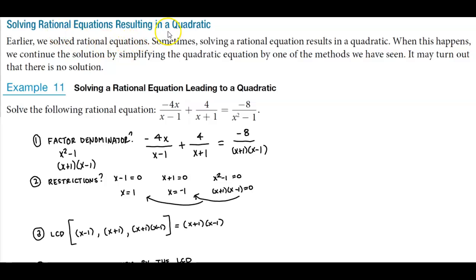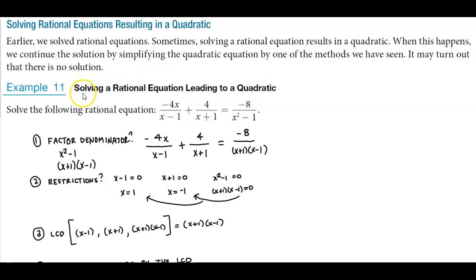Solving rational equations resulting in a quadratic. Earlier we solved rational equations. Sometimes solving a rational equation results in a quadratic. When this happens, we continue the solution by simplifying the quadratic equation by one of the methods we have seen. It may turn out that there is no solution.